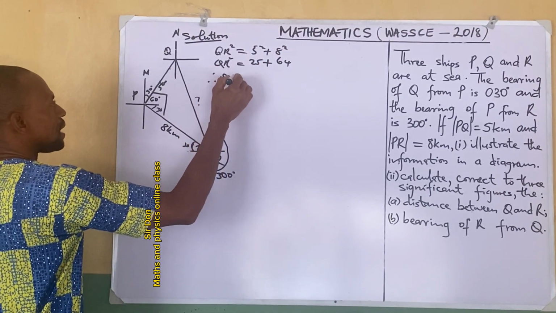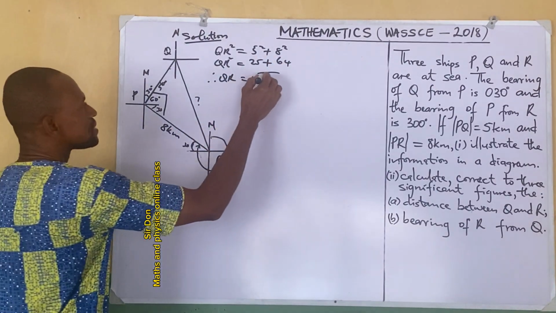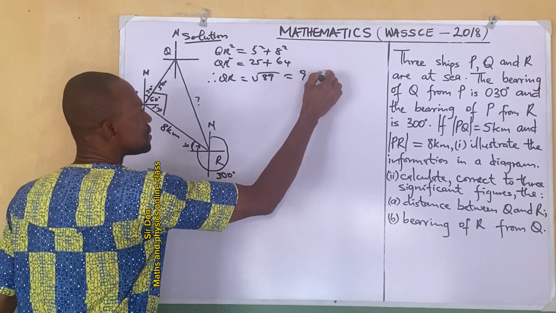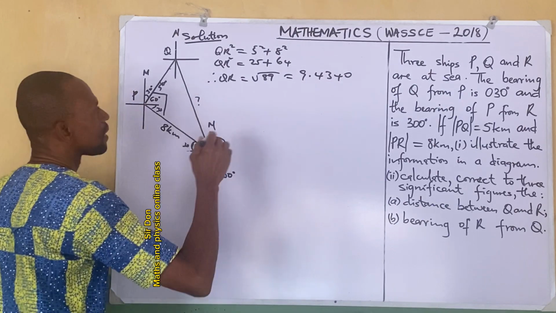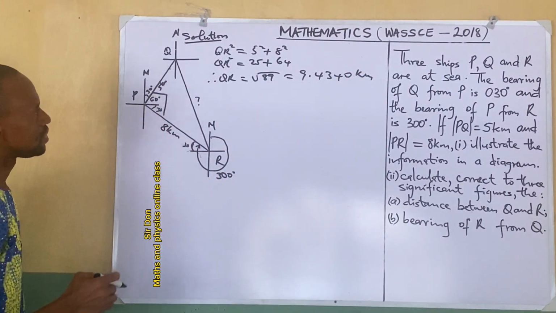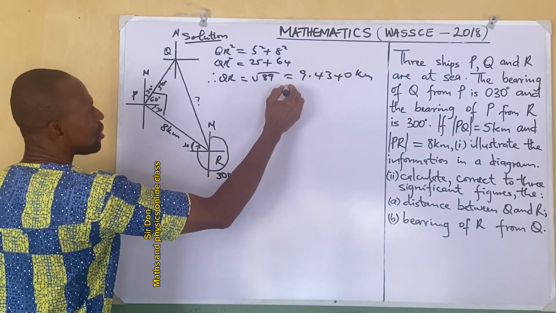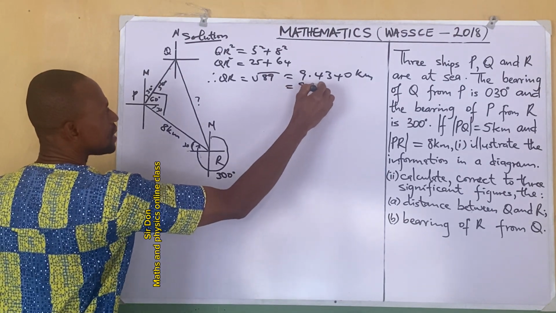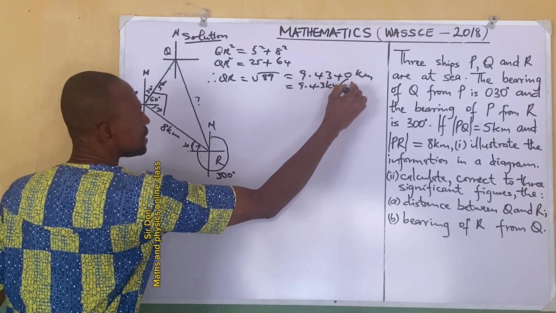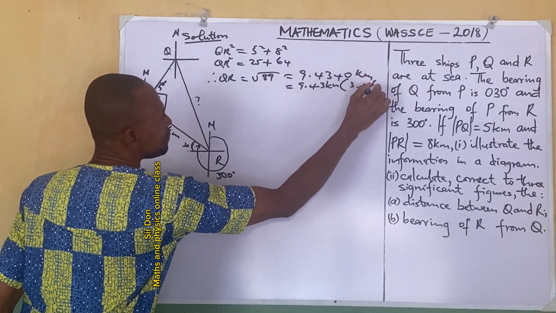Therefore, QR equals the square root of 89, and the square root of 89 is 9.4340 kilometers. Now, the question says correct to three significant figures: 1, 2, 3. The next digit is not up to 5, so round it down. It becomes 9.43 kilometers to three significant figures.